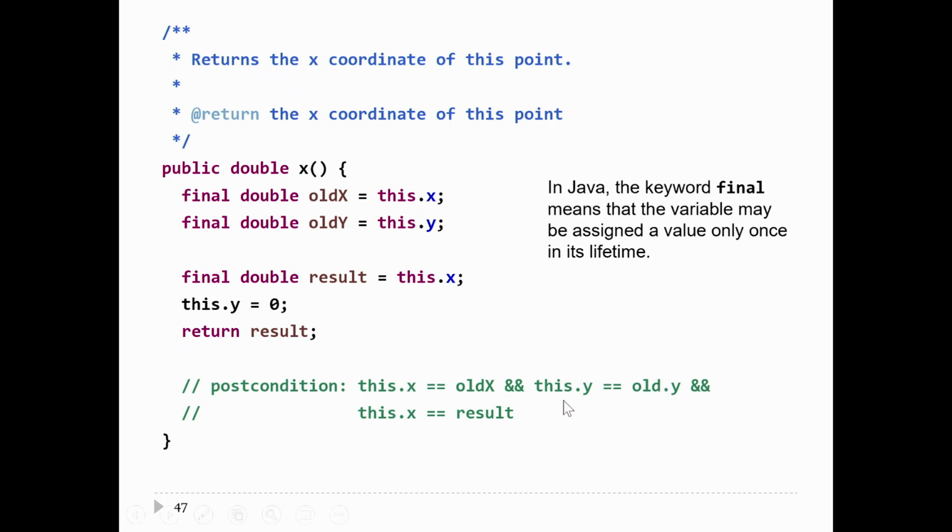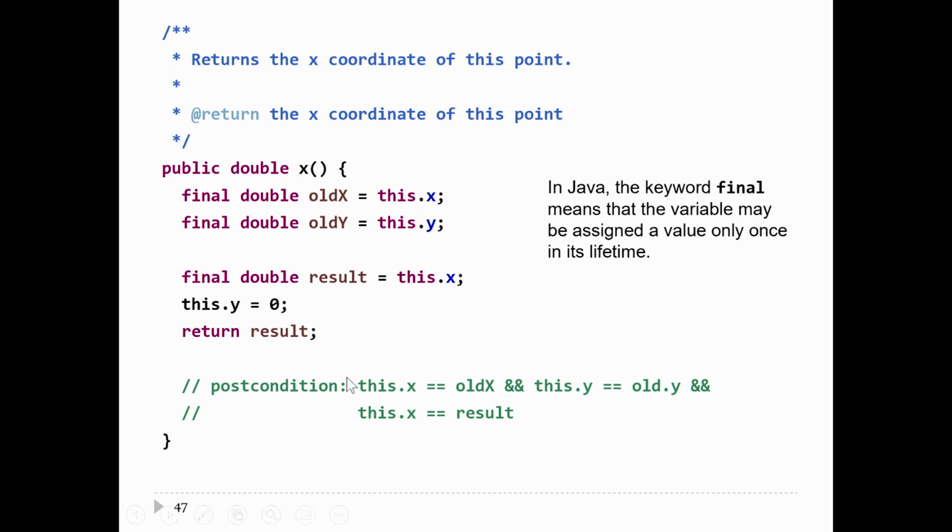Right? The next part, this y equals old y. Right? So this y is the y coordinate of the point. Oh wait, not old dot y. That's old big capital Y, sorry. Right? So what's old y? Well, old y is the y coordinate of the point when the method first started running. Right? So this is saying that the method does not change the y coordinate of the point. And then finally, the last part is this x equals the result. Right? So what's the result? Well, the result is the original x coordinate of the point.